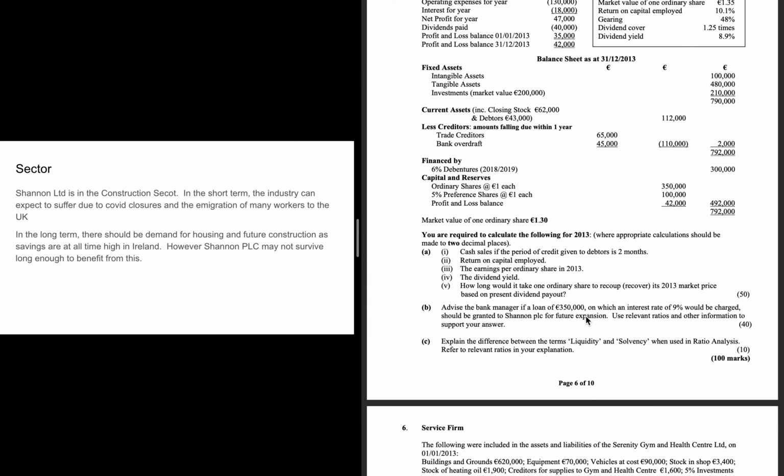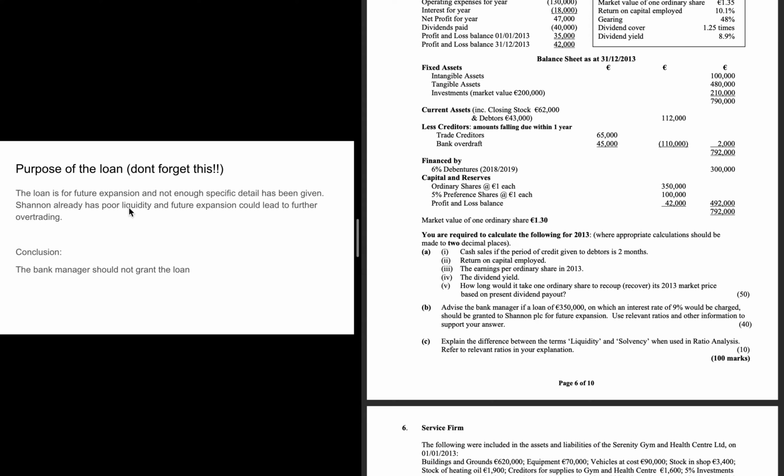Now that should be a red rag because that's overtrading, but we can just say that the loan is for future expansion. It doesn't say what they're expanding into, it just says future expansion. So I'm going to say that there's not enough specific detail there, because there isn't. Now they already have poor liquidity, and future expansion could lead to further overtrading. So overtrading is where you're doing too much business for the size of your company, and that's a really, really bad thing. It creates liquidity issues. So I wanted to get that in because it's an accounting term. So then for my conclusion, they should not grant the loan.